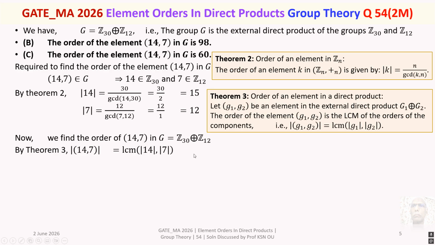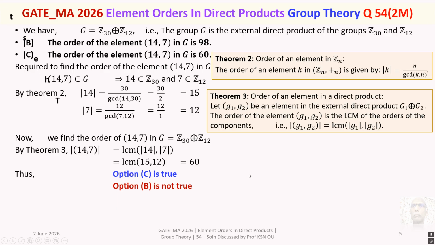So the order of (14, 7), by this theorem, is the LCM of the order of 14 comma the order of 7. The order of 14 is 15, and the order of 7 is 12. So it's a very simple exercise. The LCM of 15 comma 12 is 60. So which is true? Option C is true and option B is not true. Thus, option C is true and option B is not true.